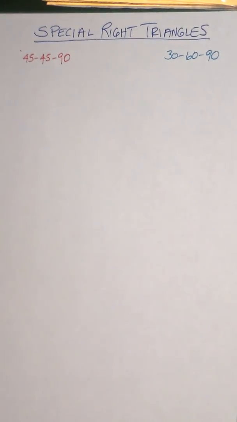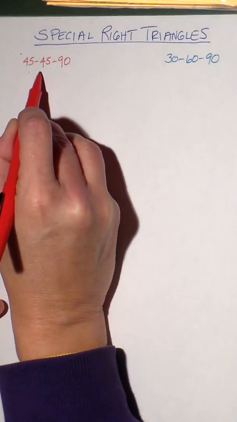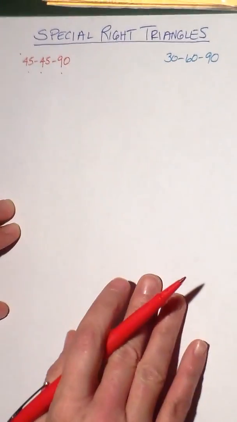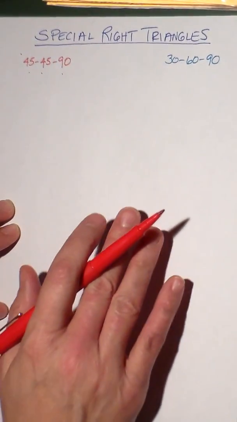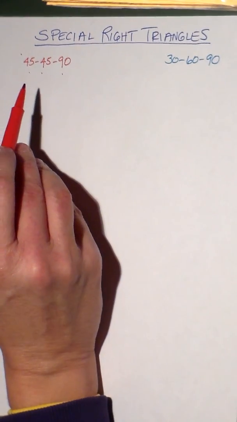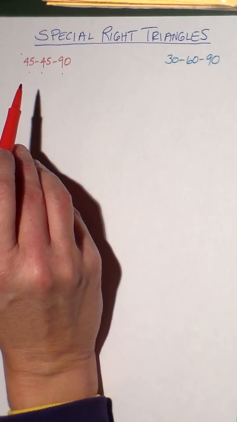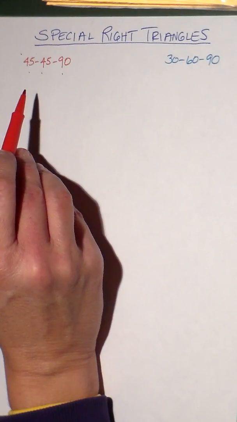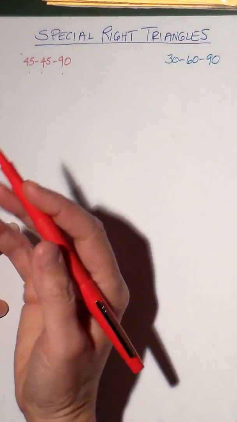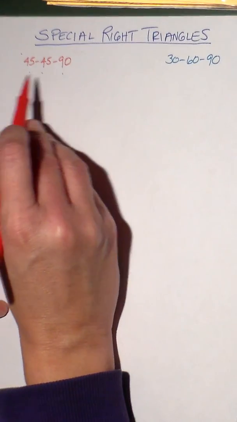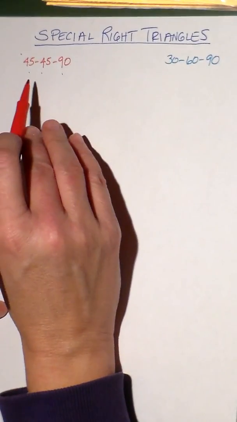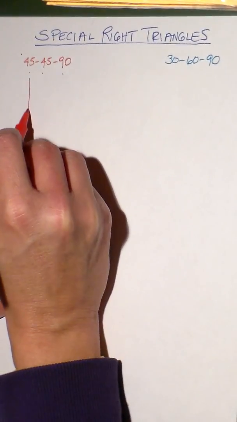So with the 45, 45, 90, these represent the angle measures within the triangle. If it's a 45, 45, 90, I'm looking at a right triangle whose two acute angles are 45. If you remember from the triangle sum theorem, the acute angles of a right triangle will always be complementary, meaning they add to 90. Because if one angle's 90 and the entire triangle adds to 180, then we have complementary angles for the two smaller angles.